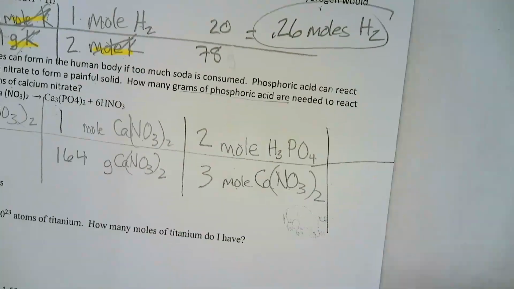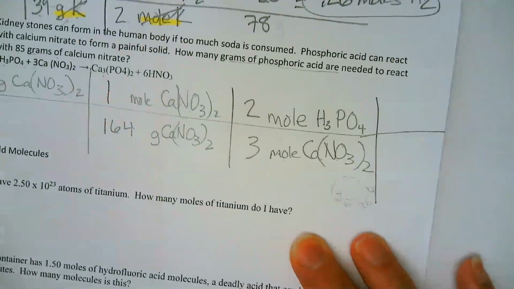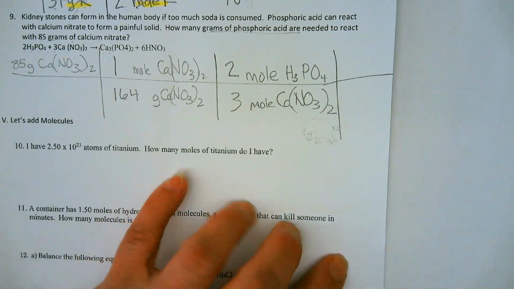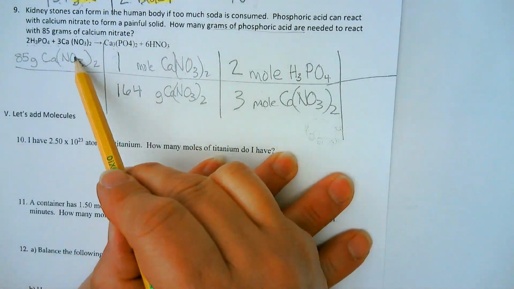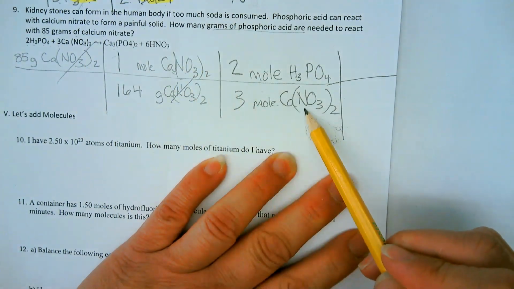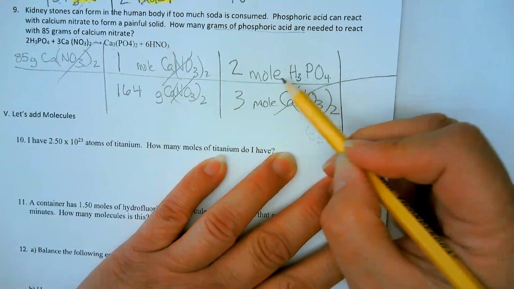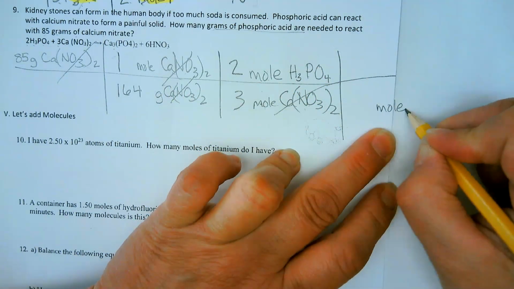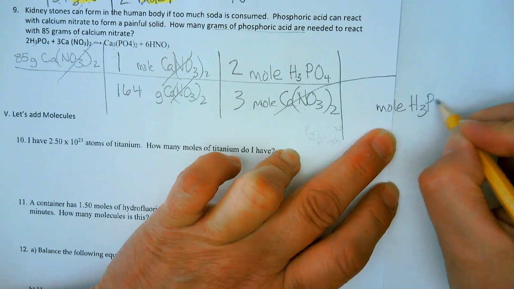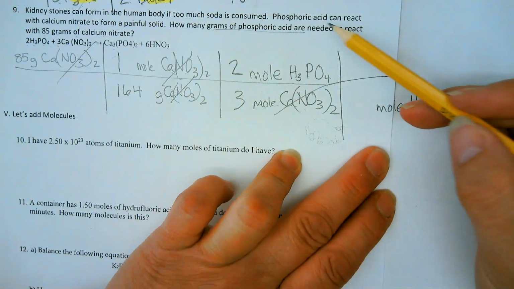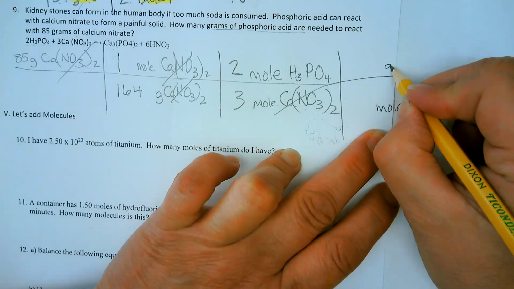I'm going to do this just to make sure you understand. Hopefully you guys wrote smaller than me and have more space than I do. Okay, so we took this, we put it down here. Now we cancel it. We took this, we put it down here. Now we cancel it. We keep doing the same thing. Let's take this mole of H3PO4. And what do we want? We want grams of H3PO4.